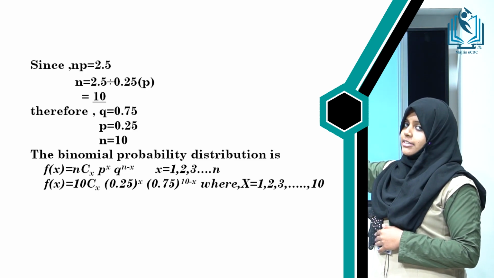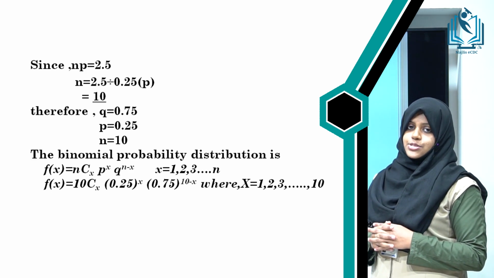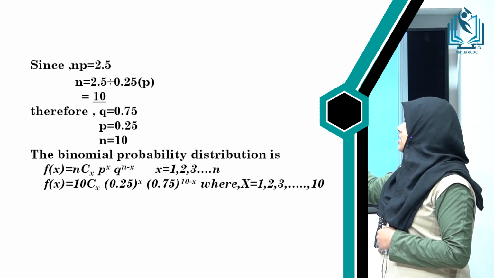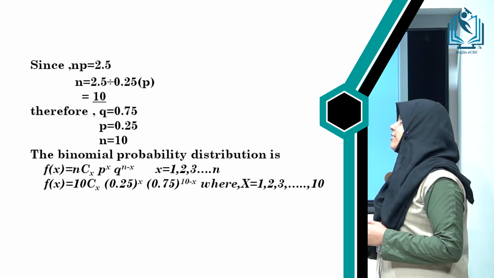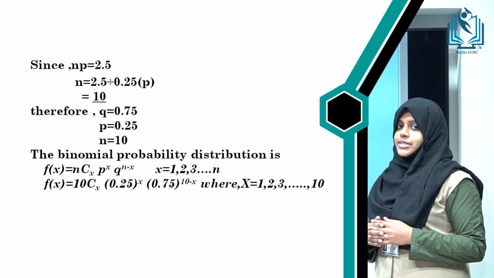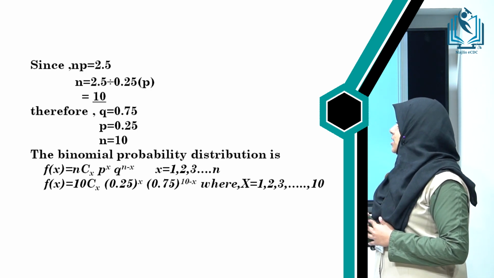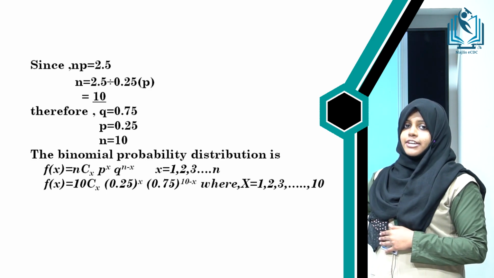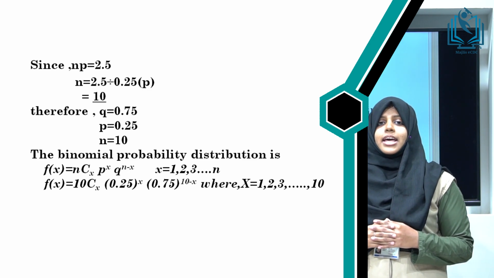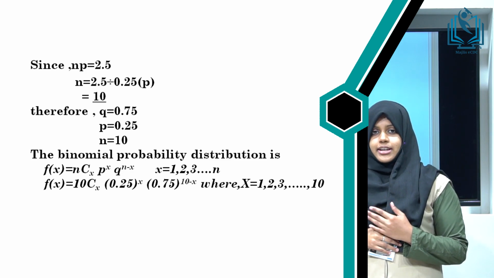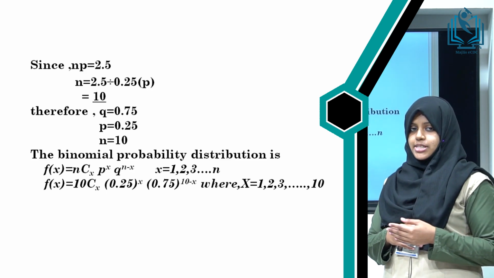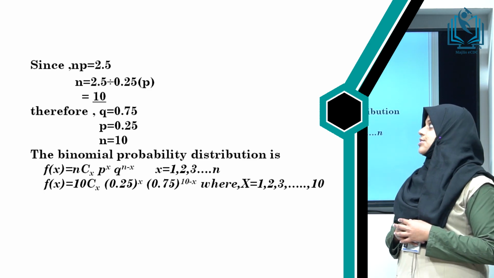Since np equals 2.5 and the value of p is obtained as 0.25, therefore n equals 2.5 divided by 0.25 equals 10. Now we have obtained the values of p, q and n. Therefore, q equals 0.75, p equals 0.25 and finally n equals 10. Now we are going to obtain the binomial probability distribution. The binomial probability distribution is f of x equals nCx p raised to x into q raised to n minus x, where x equals 0, 1, 2, 3, up to n. And now we have obtained the values such that n equals 10, p equals 0.25 and q equals 0.75.